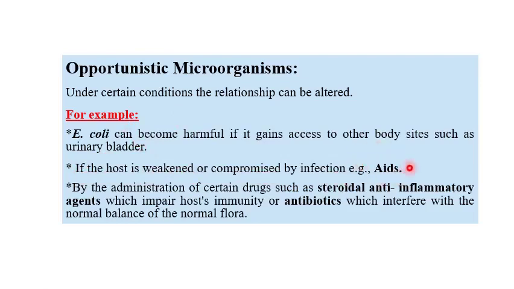Another thing: if the host is weakened or compromised by infection, for example AIDS. We know this virus that causes AIDS, the HIV virus, greatly reduces the immunity of the human body. So of course this weakened immunity makes these opportunistic organisms turn from mutualism to parasitism. Another example, by the administration of certain drugs such as steroidal anti-inflammatory agents, because these also impair the host immunity, or antibiotics, because antibiotics may interfere with the normal balance of the normal flora. For example, a broad spectrum antibiotic may kill all the gram positive and gram negative bacteria in the GIT, and Candida, for instance, remains, so candidiasis happens, an overgrowth of Candida.